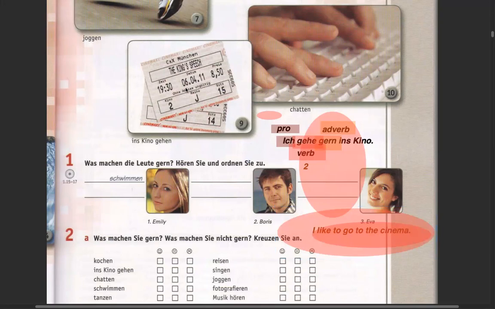Ich gehe gern ins Kino. See, pronunciation is different. Pronunciation is fine for now. Doesn't matter.